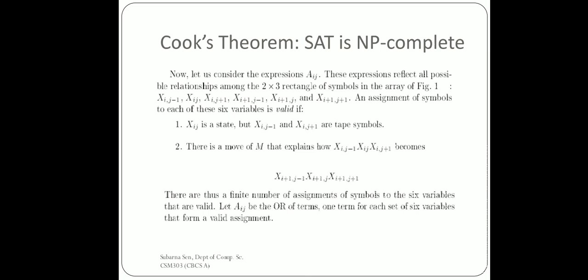Okay, so there's a finite number of assignments of symbols to the 6 variables that are valid. Let Aij be the OR of the terms, one term for each set of 6 variables that form a valid assignment. Just see how to do it.